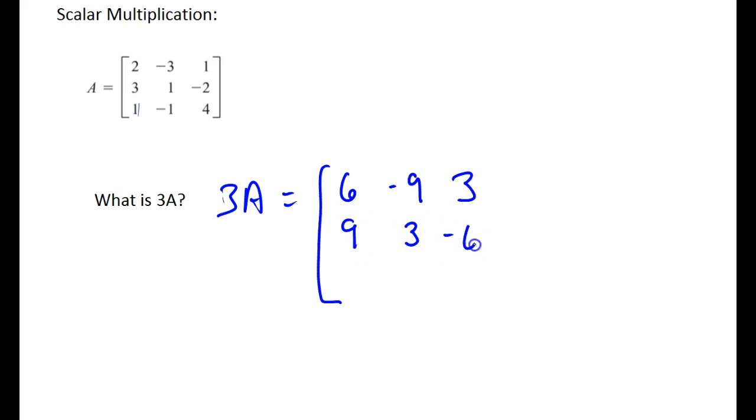What about multiplication? Well, there are actually 2 kinds of multiplication with matrices, and the first one is scalar multiplication, where we just multiply by a constant. So if I have a matrix A, this is a 3 by 3, 3 rows, 3 columns, and if I multiply that by 3, then what that means is I'm going to take every term inside the matrix and triple it. So this is going to be 6, -9, 3, 9, 3, -6, 3, -3, 12. So when you have scalar multiplication, you just multiply every term inside a matrix by that constant or that scalar term.